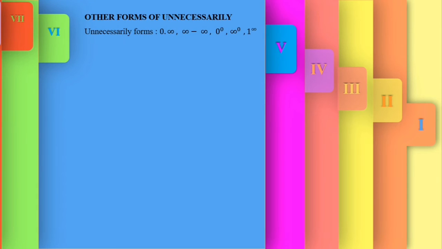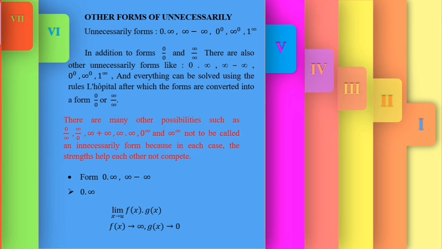Other indeterminate forms: 0 times infinity, infinity minus infinity, 0 to the power of 0, infinity to the power of 0, and 1 to the power of infinity. In addition to the forms 0 over 0 and infinity over infinity, there are also the indeterminate forms 0 times infinity, infinity minus infinity, 0 to the power of 0, infinity to the power of 0, and 1 to the power of infinity. All can be solved using L'Hopital's rule, after the forms are converted into the form 0 over 0 or infinity over infinity. There are many other possibilities such as 0 over infinity, infinity over 0, infinity plus infinity, infinity times infinity, 0 to the power of infinity, and infinity to the power of infinity. These are not called indeterminate forms because in each case the terms help each other rather than compete.